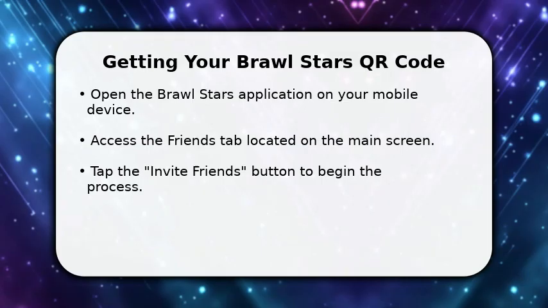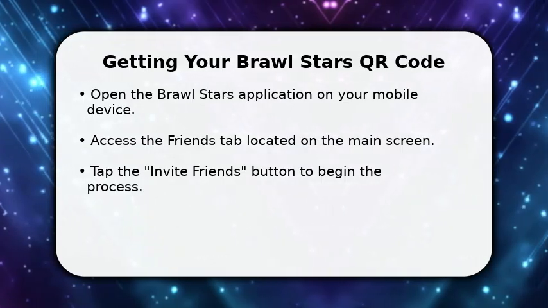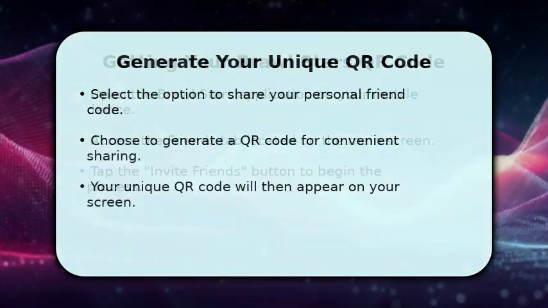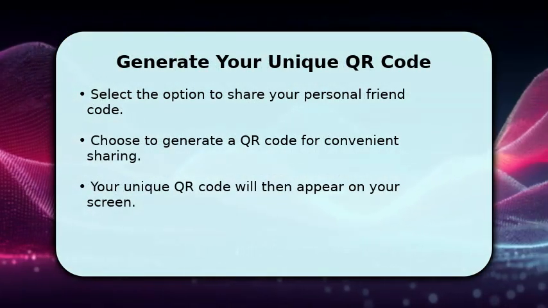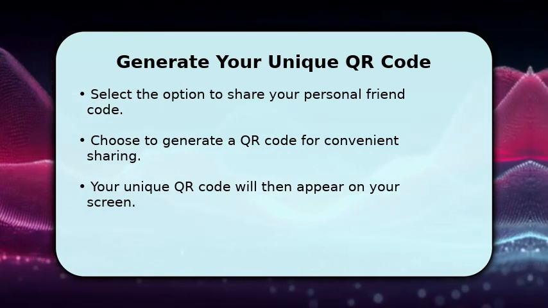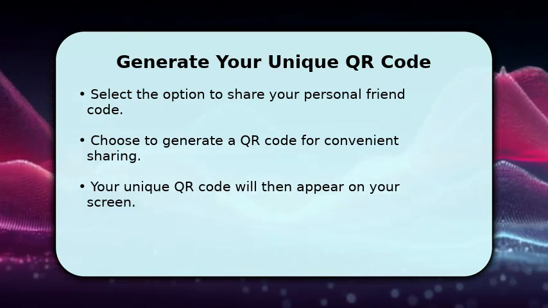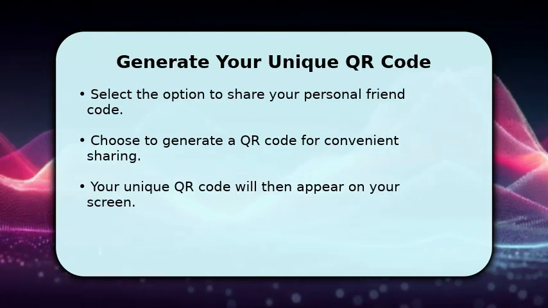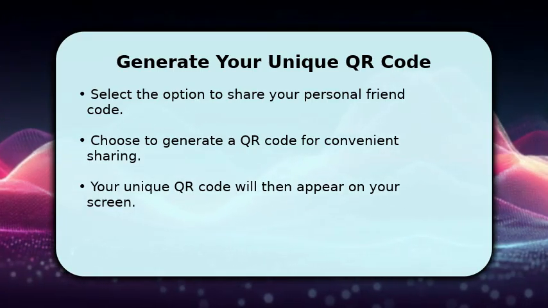This action will lead you to the next step in generating your unique code, making it simple to connect with others in the game. After tapping Invite Friends, you will see an option to share your personal friend code. Make sure to select the choice that allows you to generate a QR code. This will instantly display your unique, scannable code right on your device's screen.